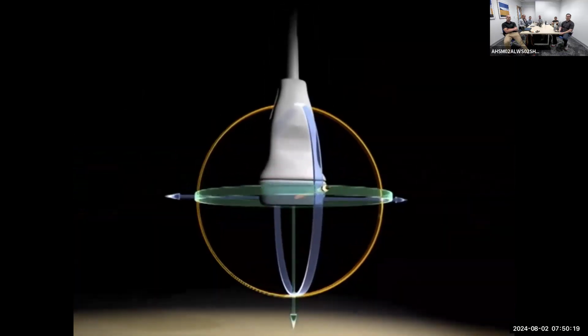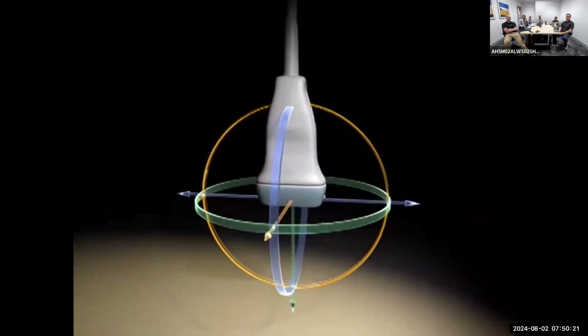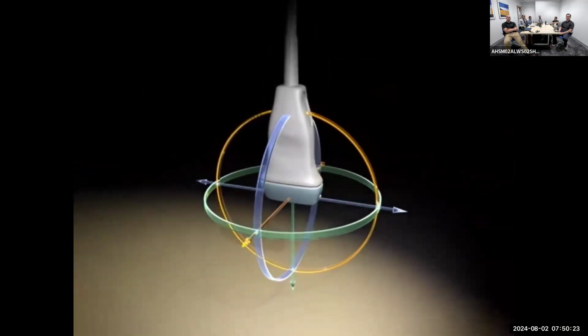Try to call it a transducer. Patients don't like to hear the word probe. It's a little funny, you guys can laugh.